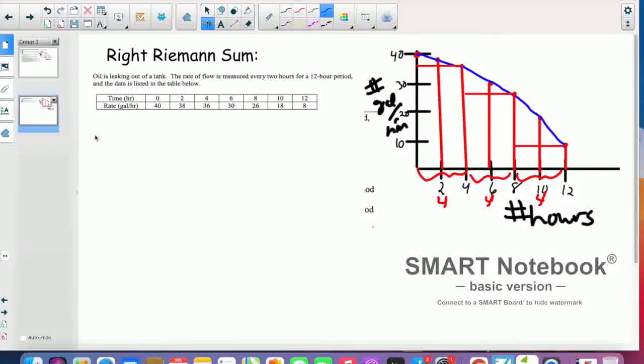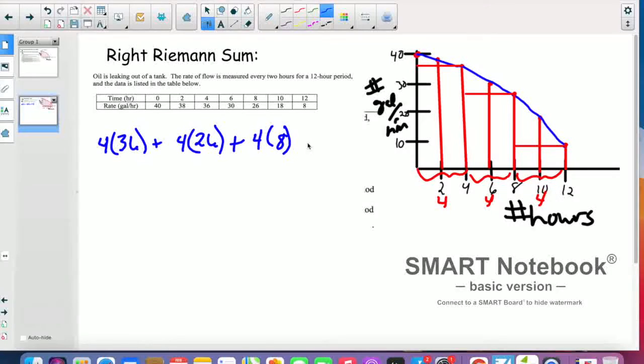the width is 4 times the height. We're finding the height, it's touching the function when x is 4. So when x is 4, the height is 36. For the second one, the width again is 4. The height is where it touches the function at 8. So that would be 26. And for the third one, the width again is 4. And the height at 12 would be 8.